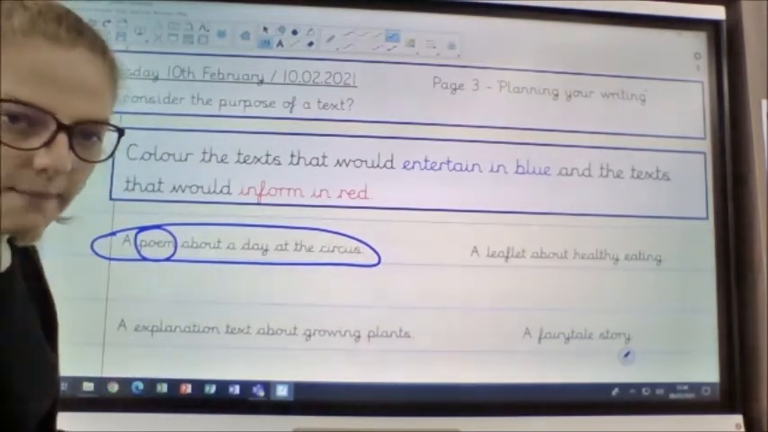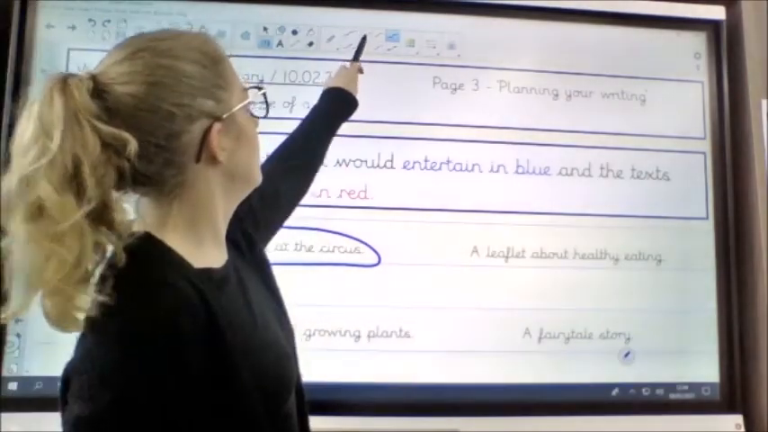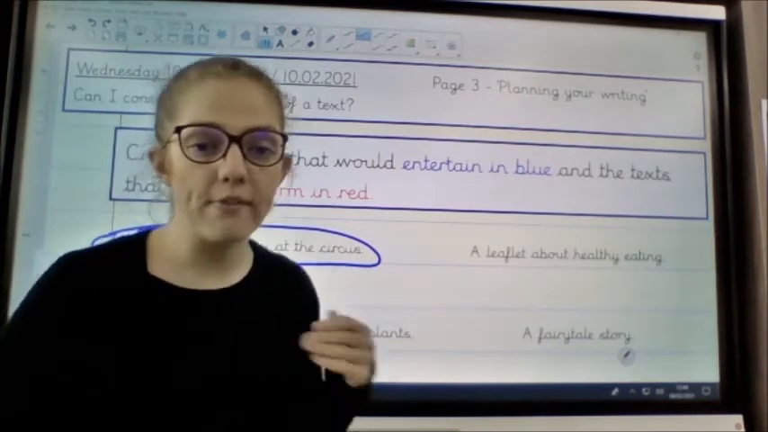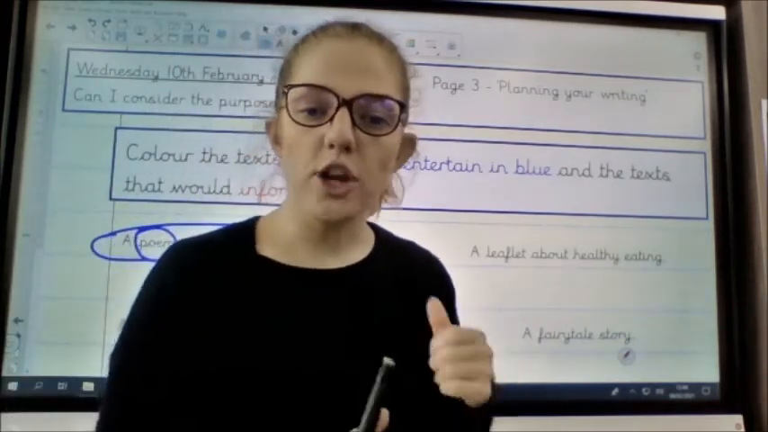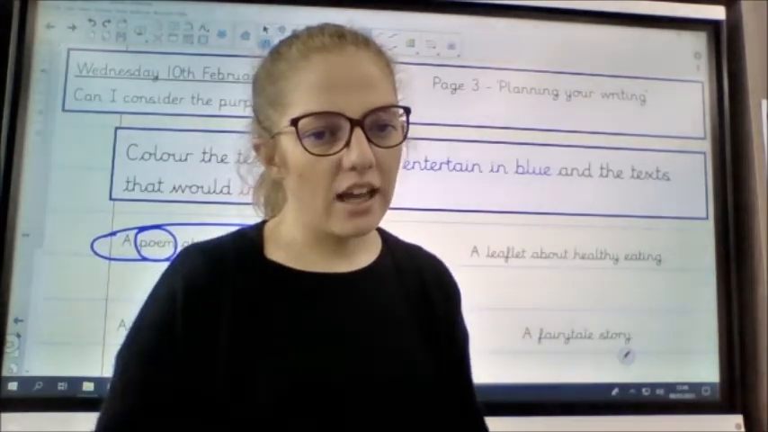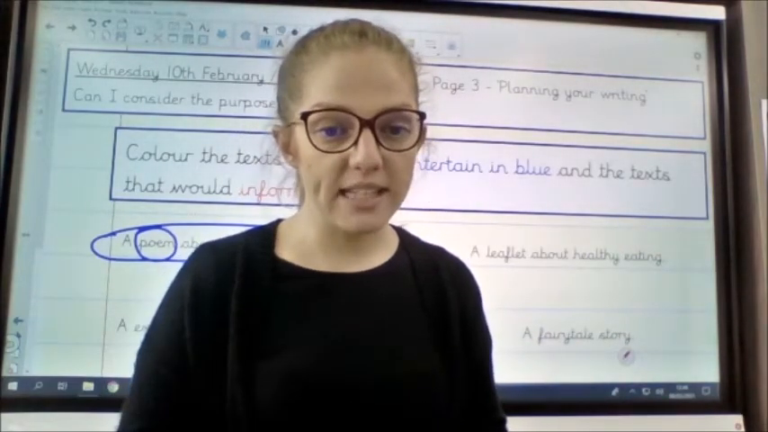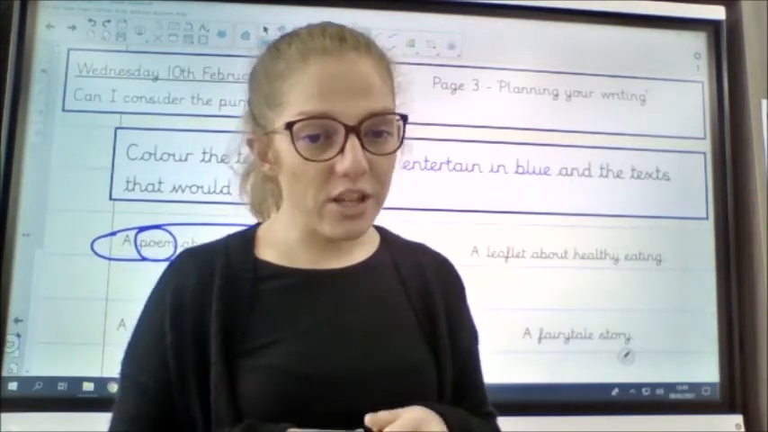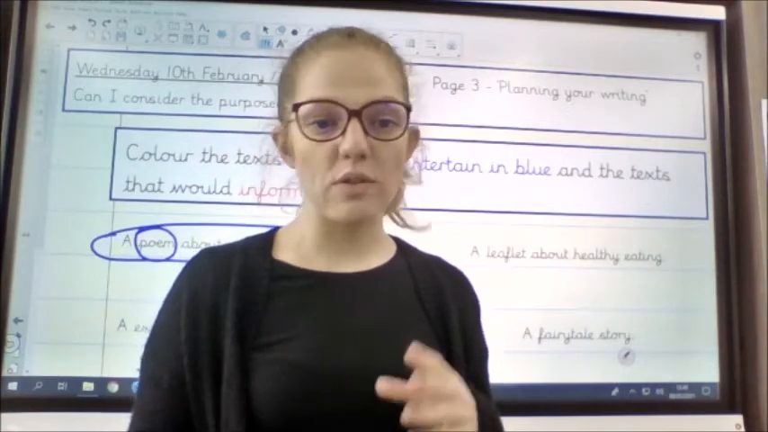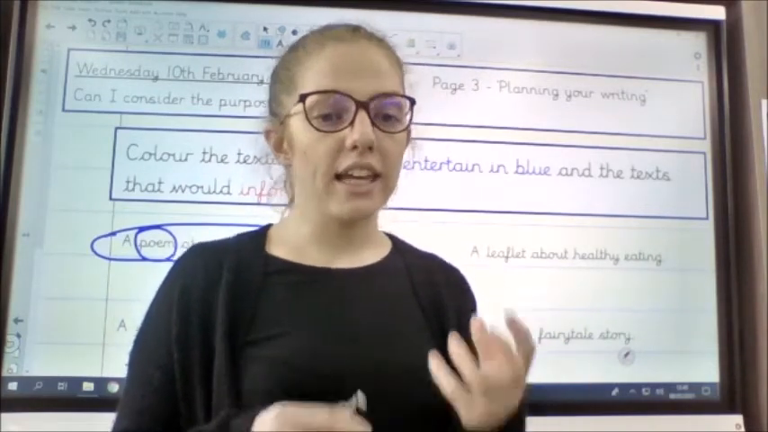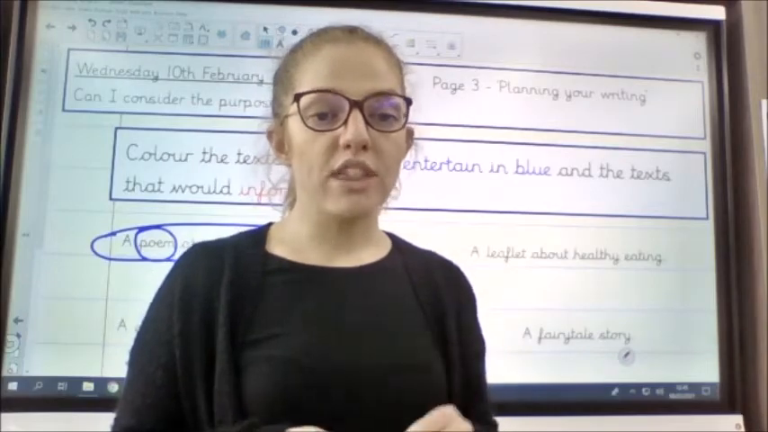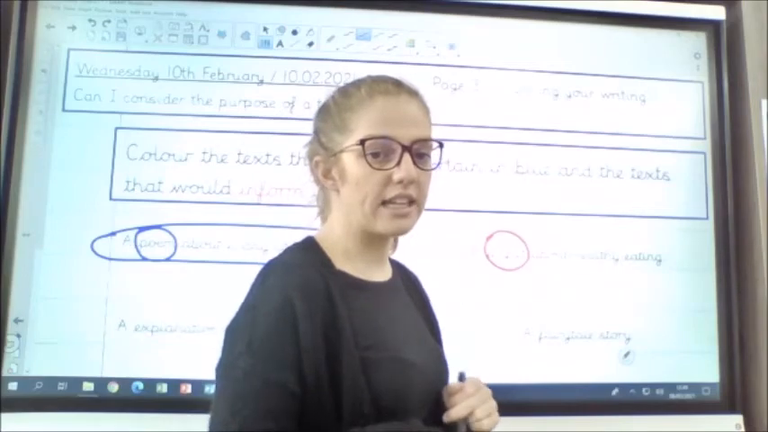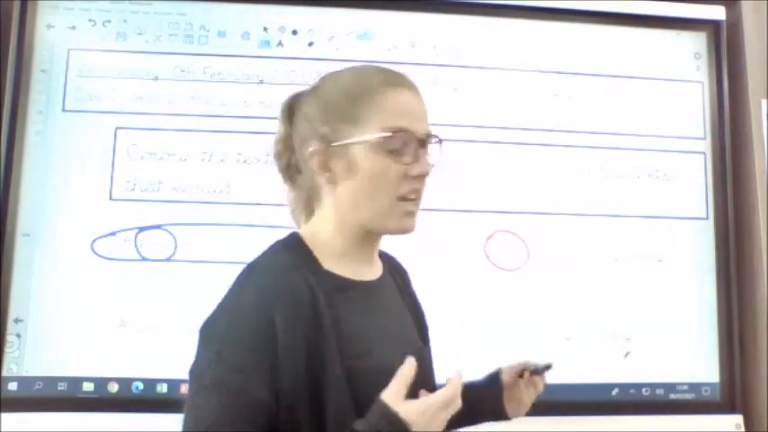A leaflet about healthy eating. Now, a leaflet about healthy eating would be providing me with information. I don't think I'd find it very entertaining because, as much as I try to eat healthy in school, I aren't always a healthy eater at home. So I don't think it's going to be an entertaining text. I don't think it's going to be very exciting. I think it's trying to teach me some new things about healthy eating. So because it's a leaflet and it's about healthy eating, it's going to be an information text.